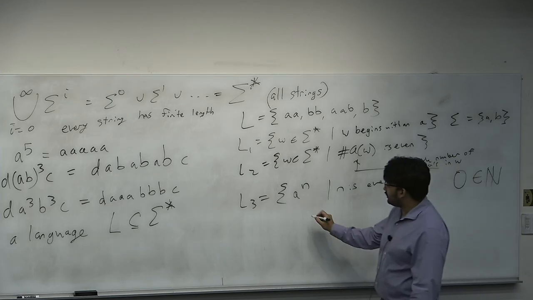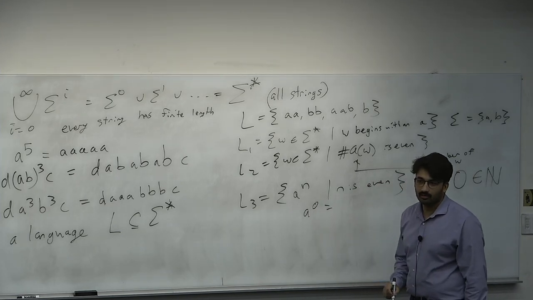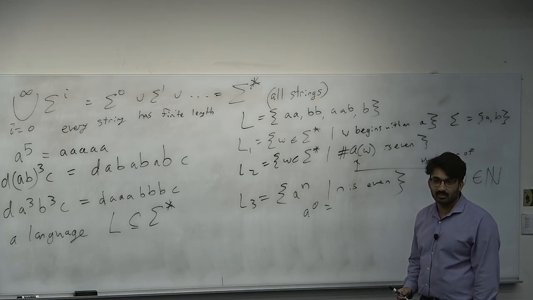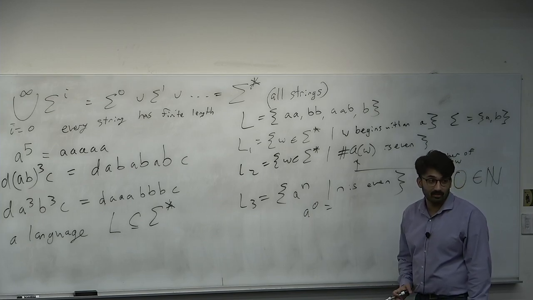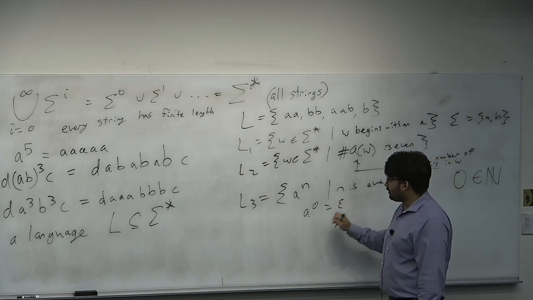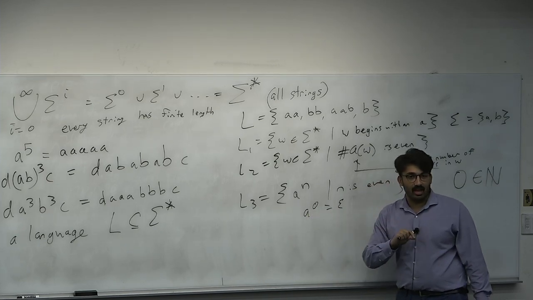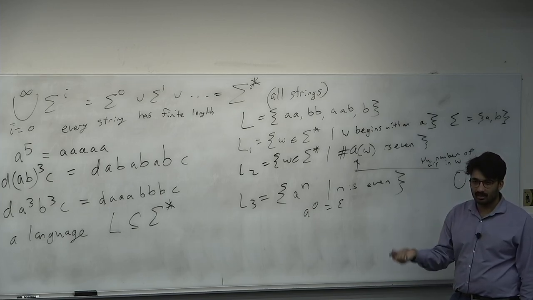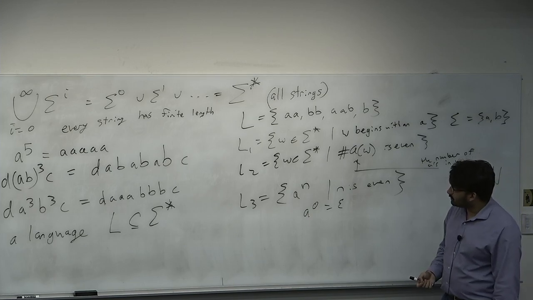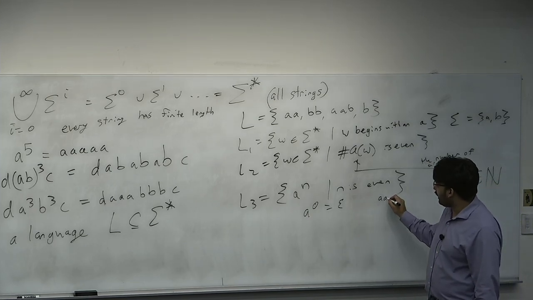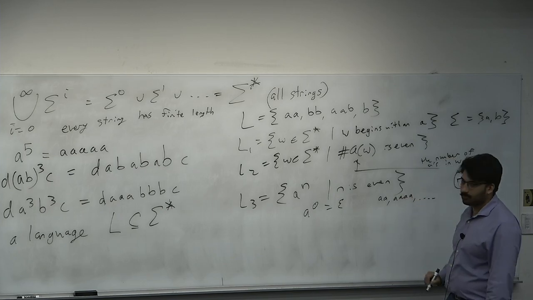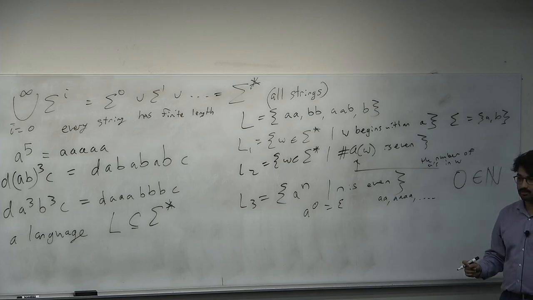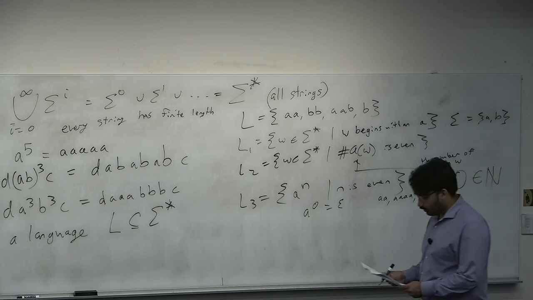So a to the zero is what? We didn't formally define what it means to exponentiate a symbol in a string, but if you had to guess, what is a to the zero? Epsilon. A to the n is n copies of a, so a to the zero is zero copies of a. What is zero copies of a? The empty string, right? What other strings are in here? AA, AAAA, and so on, right? It does not contain any strings that have a B in them. If the string has a B, it's not in the language. Agree? Right.